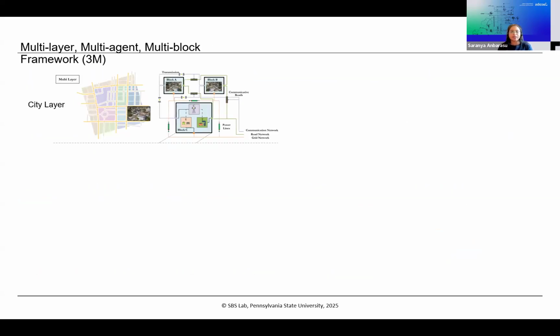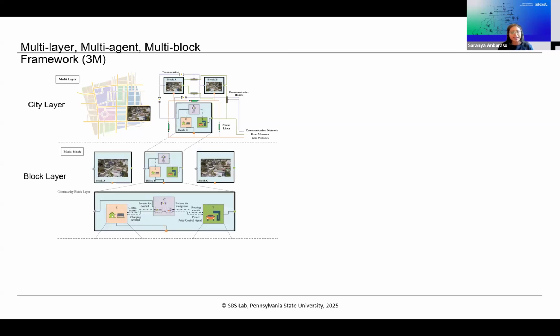So here is what our study focuses on developing to support this kind of coupled infrastructure modeling. Here, we name this approach 3M, which is multi-layer, multi-agent, and multi-block, as you see. So the first one is the city layer, which is the topmost layer of the community, where there are multiple community blocks. And then there is the block layer, where block A can be residential, B commercial, and each of these blocks is going to have energy, communication, and transportation, all these individual systems at the block layer.